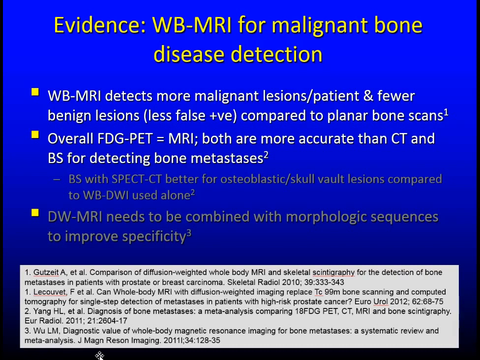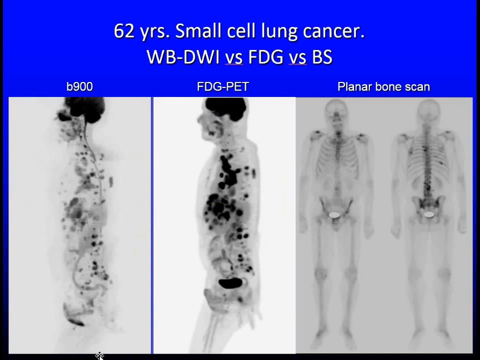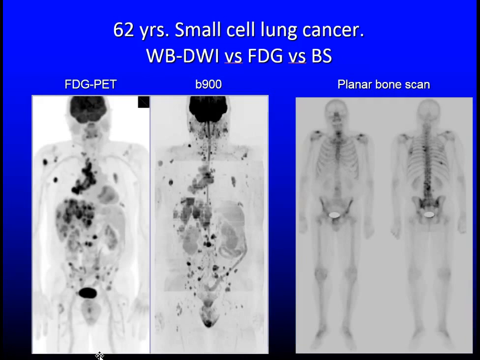And I just thought I'd show you an example of another malignant lesion. In this particular case, this is small cell lung cancer, and I just thought I'd show you a lateral view and an anterior posterior view. The FDG PET, this is the DWI in the middle, and here are the bone scans. Even if you subtract out the soft tissue disease, you can see that the bone disease is much better depicted by the FDG PET and by the MRI scan.